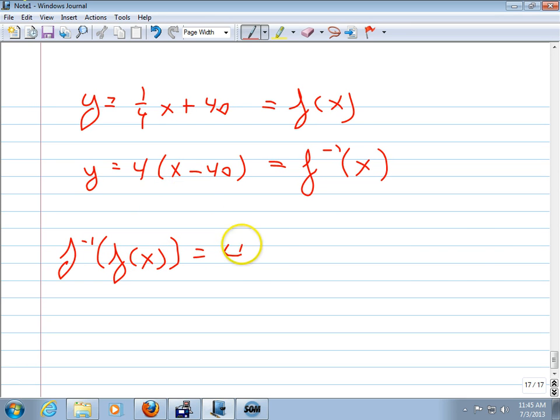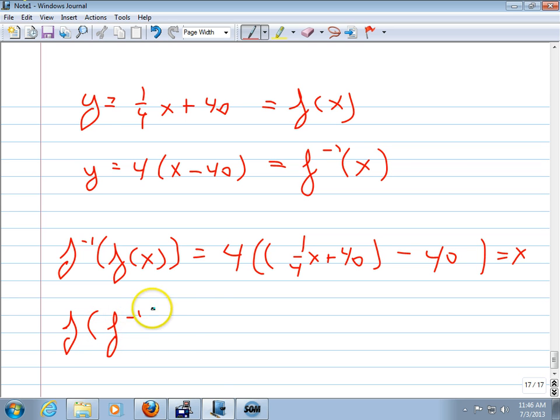The other function. So 4 times the input minus 40. But the input is f of x, which is 1/4 of x plus 40. Isn't this the same thing? What happens to the 40s? They cancel. And then, if the 40s are gone, and the 4s cancel, what do you get? You get x. But what's f? Let's do it the other way. What's f of f inverse?